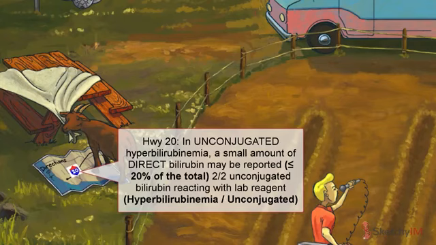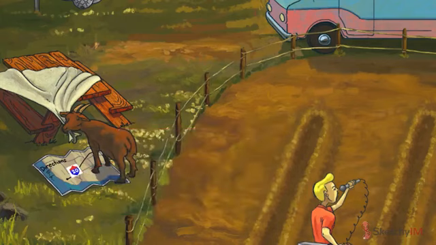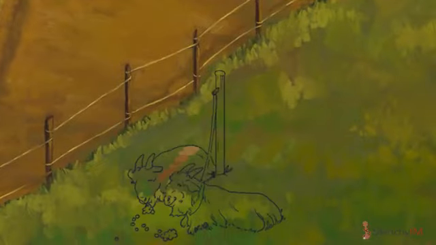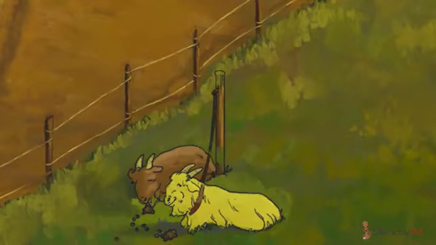For example, increased bilirubin production by hemolysis. But it can also be produced by liver disorders that impair bilirubin uptake or conjugation. More on that later. The second pattern is, well, conjugated hyperbilirubinemia.